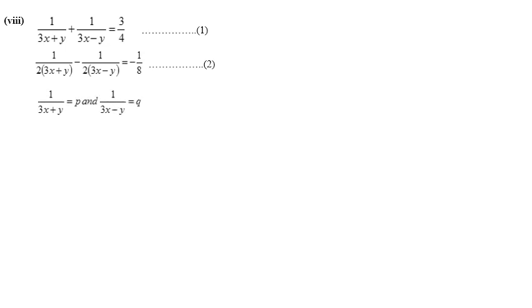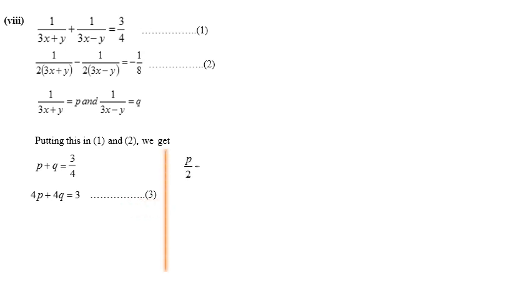Go for substitution. 1 by 3x plus y is p and 1 by 3x minus y is equal to q. Equation 1 and 2 we have to rewrite, that is, here you can see 1 by 3x plus y will change to p and this will change to q, that is p plus q is equal to 3 by 4. Then when you cross multiply it, 4p plus 4q, 4 into p, 4 into q, that is 4p plus 4q is equal to 3. Label it as equation number 3.